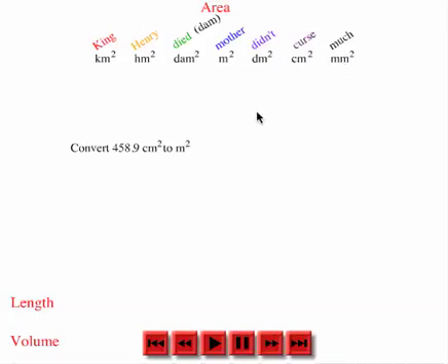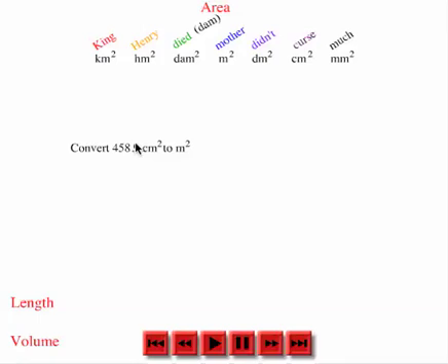There are 100 millimeters squared in a centimeter squared, 100 centimeters squared in a decimeter squared, and so on. So when you're converting this way, you are dividing by 100. When you're converting this way, you're multiplying by 100. Okay? So every step on the diagram represents 100. So you are going to either be multiplying by 100 or dividing by 100.